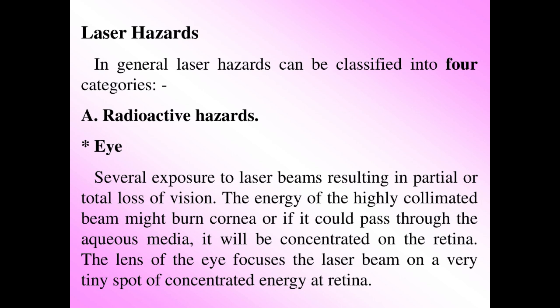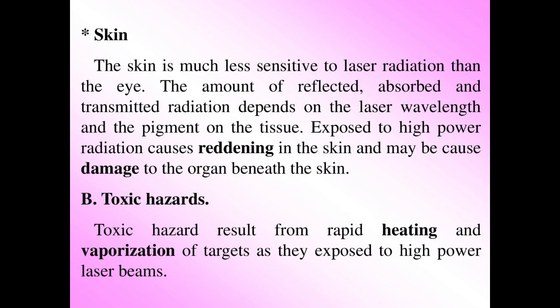A. Radiation hazards. Severe exposure to laser beams results in partial or total loss of vision. The energy of the highly collimated beam might burn the cornea, or if it passes through the aqueous media, it will be concentrated on the retina. The lens of the eye focuses the laser beam on a very tiny spot of concentrated energy at the retina. Skin. The skin is much less sensitive to laser radiation than the eye. The amount of reflected, absorbed, and transmitted radiation depends on the laser wavelength and the pigment on the tissue. Exposure to high-power radiation causes reddening in the skin and may cause damage to the organ beneath the skin.